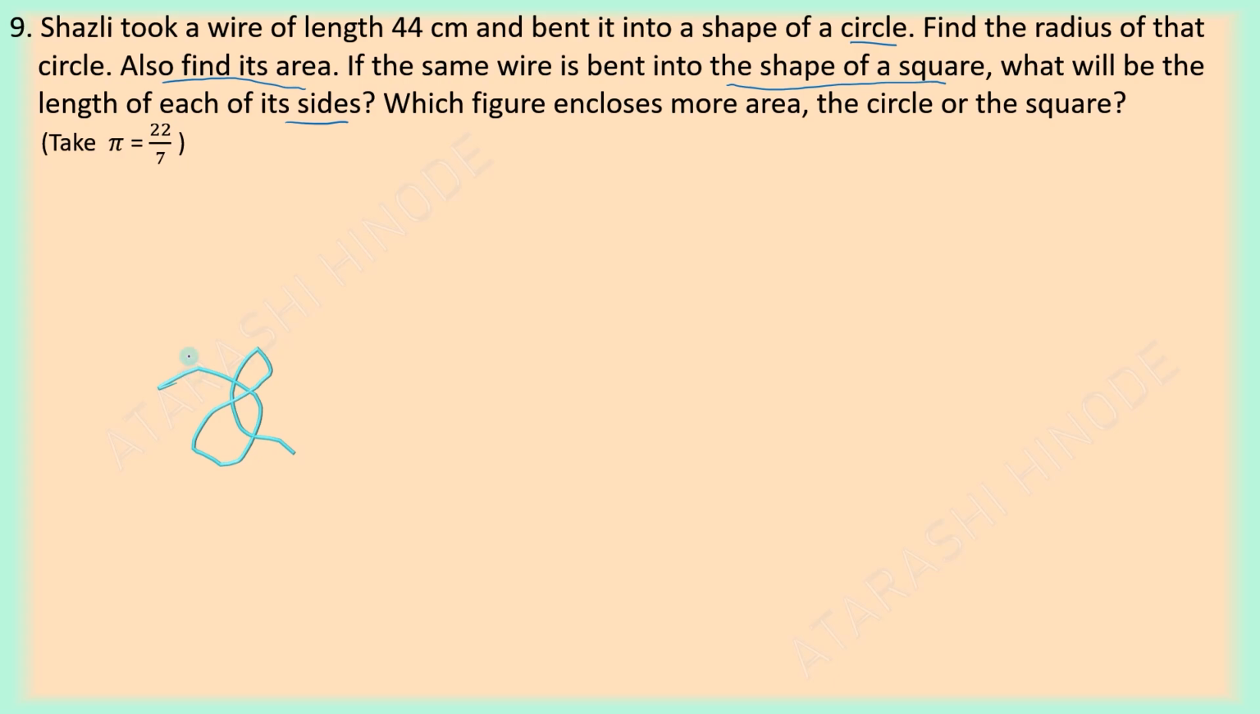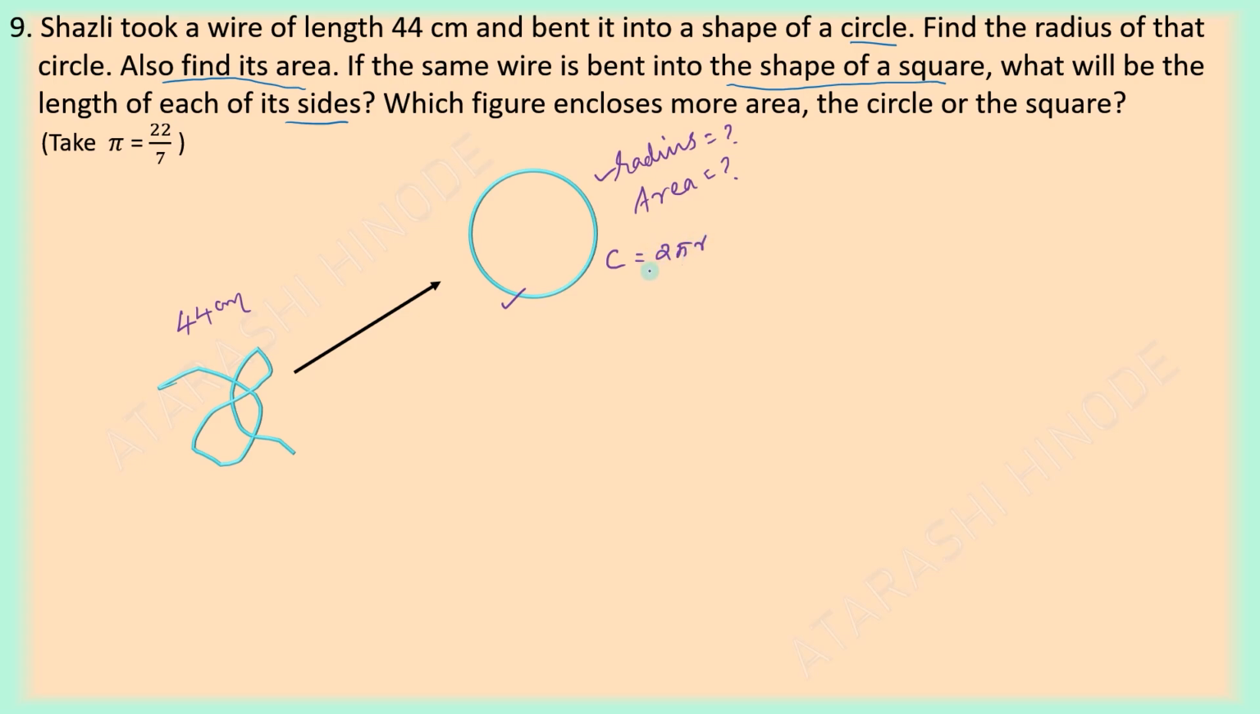This is the wire of length 44 cm. And Shazli bends this wire into the shape of a circle like this. Here we have to find the radius of this circle, also the area. How can we find the radius here? For finding the radius of this circle, we can use the formula C equal to 2 pi r.